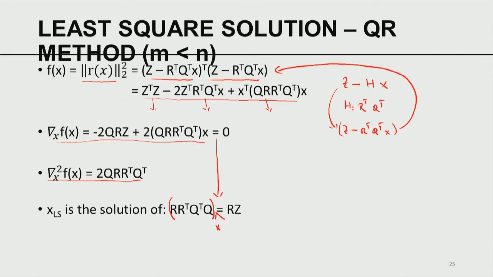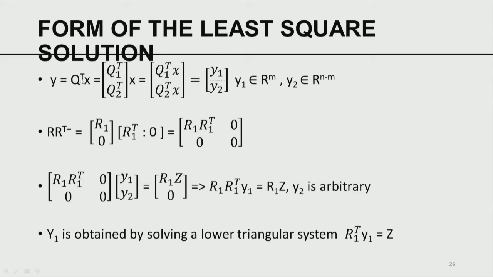So to that extent, I'm now going to express various operations in here. Y is equal to Q transpose X, which is given by this partition form. R transpose is essentially given by, so there's no plus here, this matrix, R1 transpose 0. Therefore, if I assemble all these things, I get this equation, which is the equation I need to solve. R1 is a non-singular matrix. If I multiply both sides by R1 inverse, I simply obtain the least square solution by solving R1 transpose Y1 is equal to Z. So this is again, R1 is an upper triangular system, R1 transpose a lower triangular system. This can be solved in O of n square.